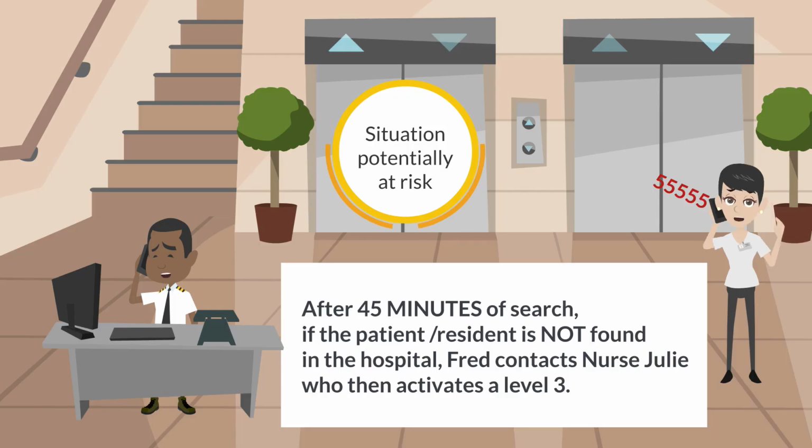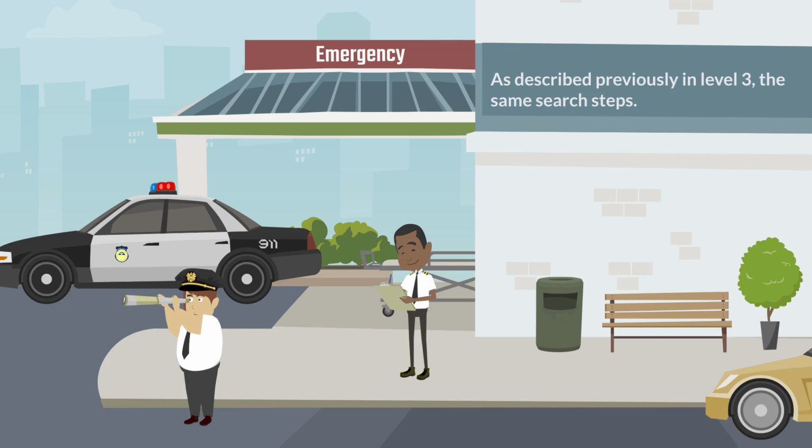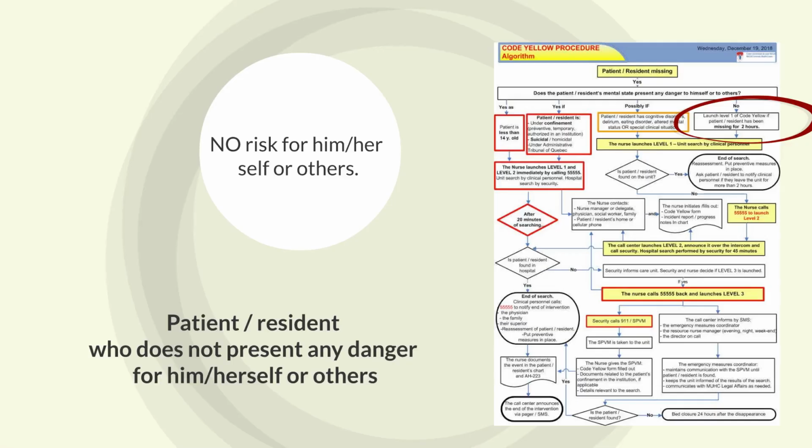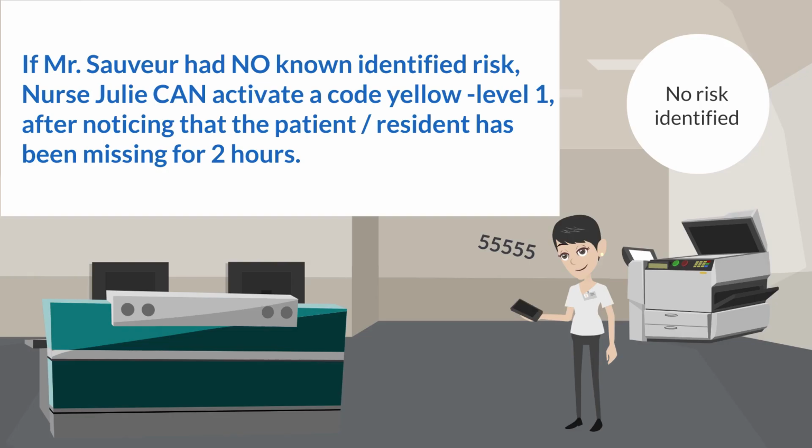After 45 minutes of searching, if the patient has not been found, Fred will contact Nurse Julie, who must then trigger level 3 of intervention. That is, with the support of the police. For patients with no risk for themselves or others, we recommend that you wait 2 hours after noticing that he or she has disappeared before activating the level 1 intervention.